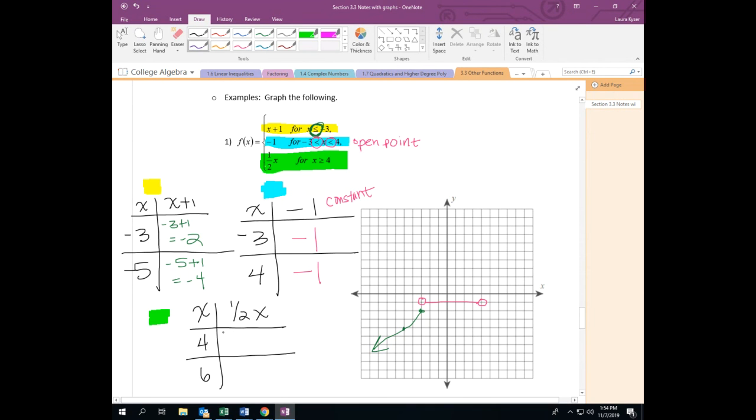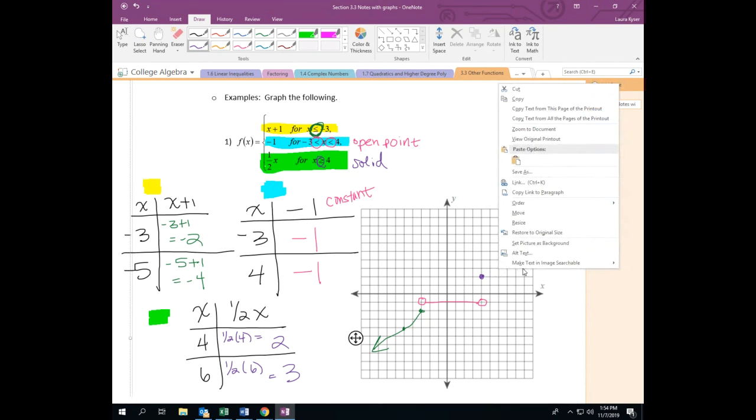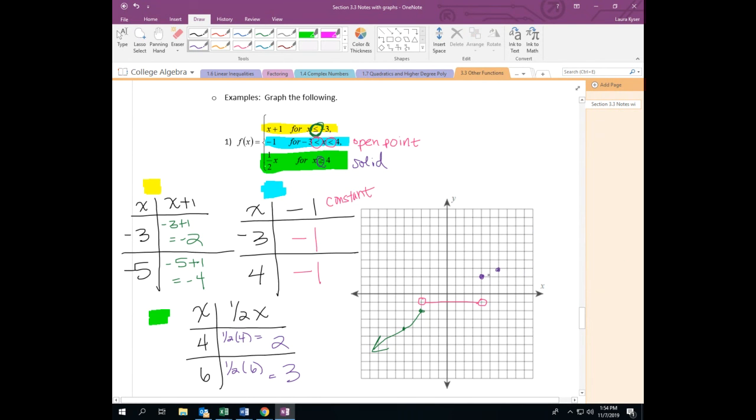So we plug in: 1/2 times 4 is 2. 1/2 times 6 is 3. So we've got 4, 2, solid point, solid because it's greater than or equal to. And then 6, 3. And then again, this one keeps going. It doesn't have a second endpoint, which means it goes off in that direction forever. And there's your piecewise function.